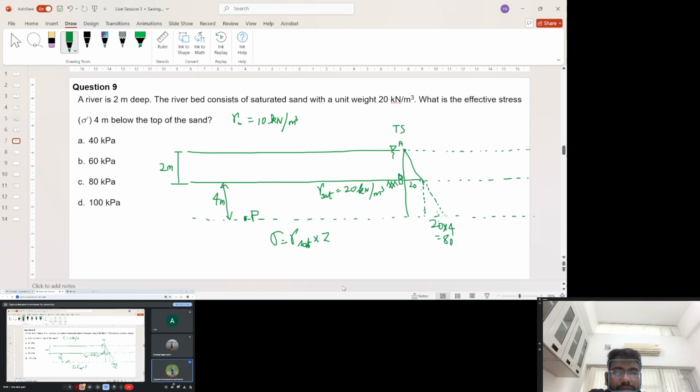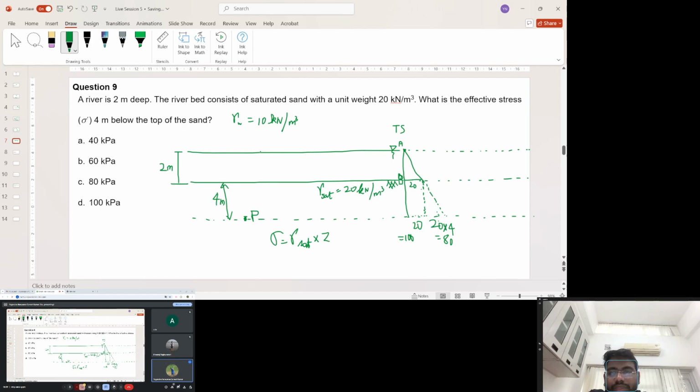Any doubts till now? No, sir. Clear. Okay. So the total will be how much? Total stress at P will be 100. 80 plus 20. Now coming to the pore water pressure.